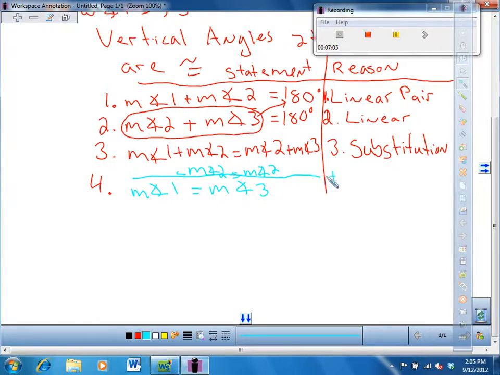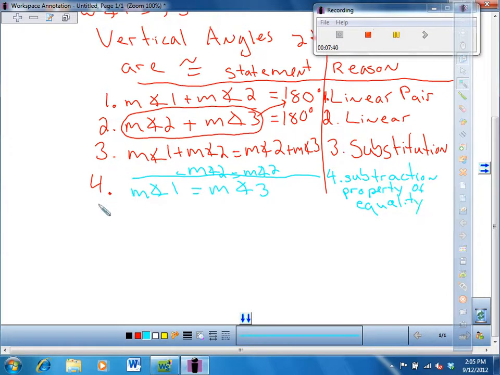Does anyone know the algebraic property that allows me to subtract one thing from both sides of an equation? That's called the subtraction property of equality. So when you're doing a proof, you have to write subtraction property of equality.